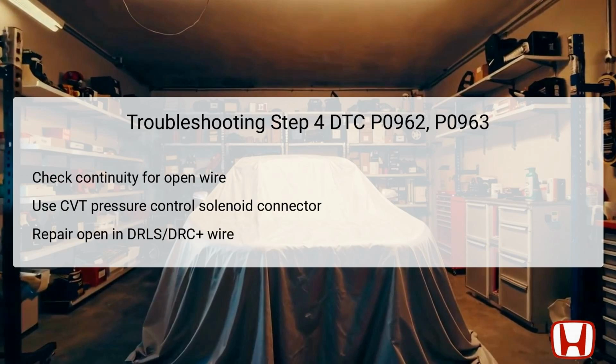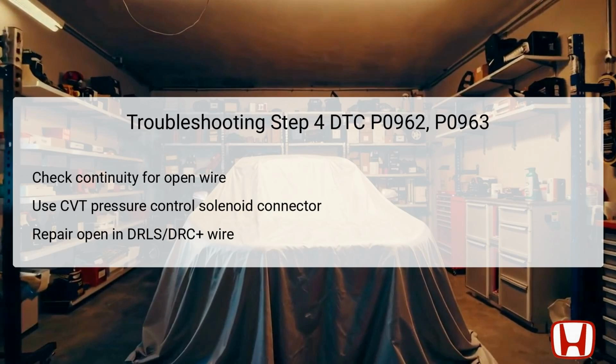To troubleshoot for openings in the wiring, disconnect the CVT drive pulley pressure control solenoid 2P connector. Next, measure the continuity between the solenoid's female terminal number 2 and TCM connector number 15. This important check is done while keeping the vehicle in off-lock mode and both connectors disconnected to ensure accuracy.